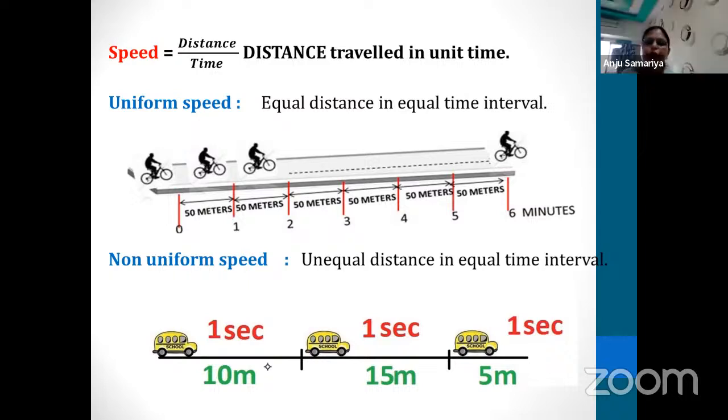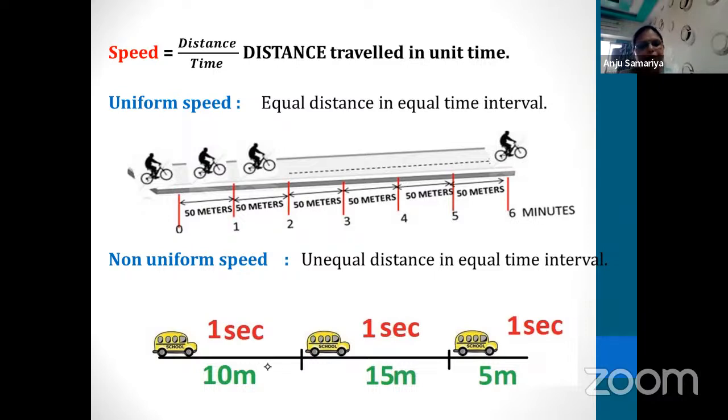Okay. So uniform speed is equal distance in equal interval of time. So when a boy is cycling at 50 meters per second, for every second he is moving a distance of 50 meters. So he is moving with a uniform speed, that is 50 meters per second or 50 meters per minute, whatever it is. But if the distance is equal but the time interval is unequal, or if the distance is unequal and the time interval is equal, the body is said to be moving with non-uniform speed. That is unequal distance in equal time interval.